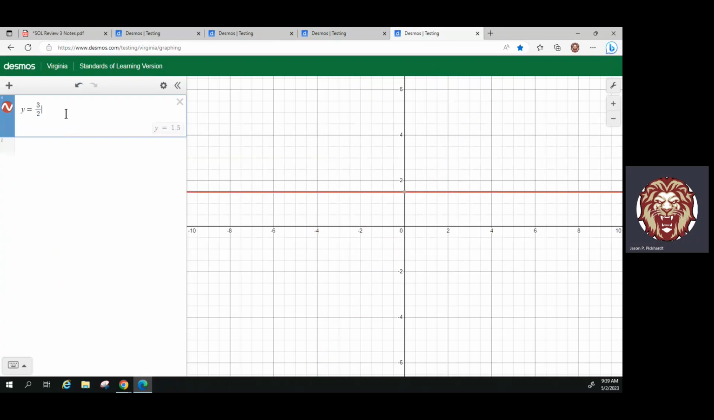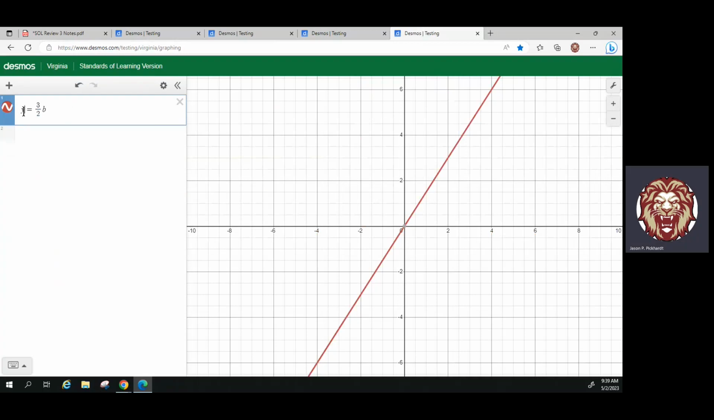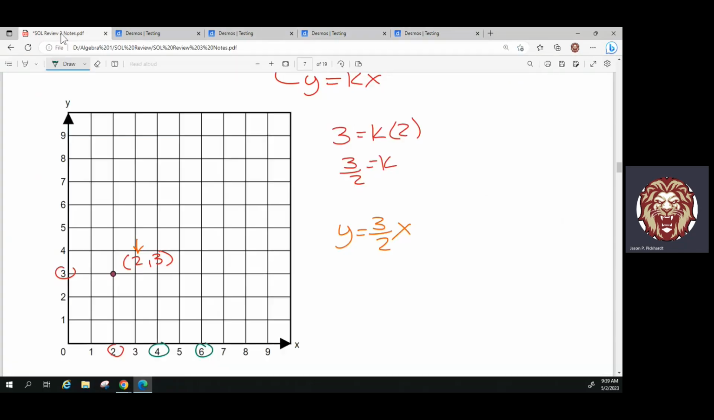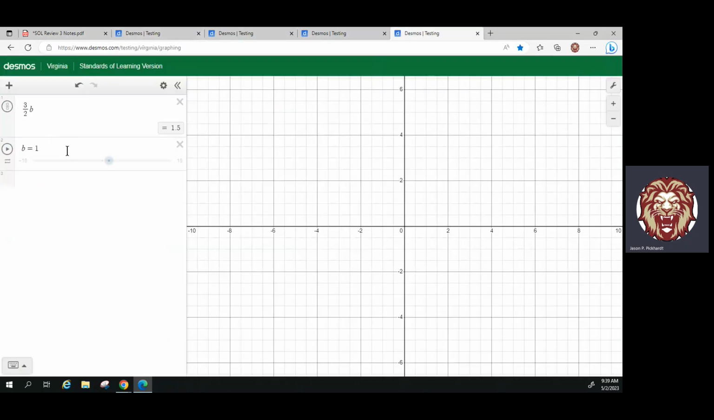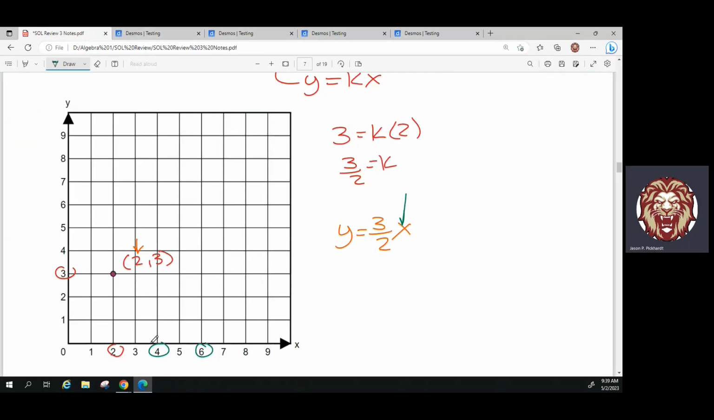There's our line. Let me go back and change this to B. I'm just going to do the right side of my equation because I'm going to plug x values in and it's going to tell me what y is. So this is kind of like using a slider, a slider for B. I said I wanted to make x 4. And so when x is 4, y is 6. So I plugged in 4, that tells me y is 6. There's a point on my direct variation.